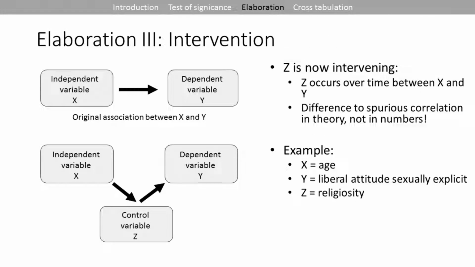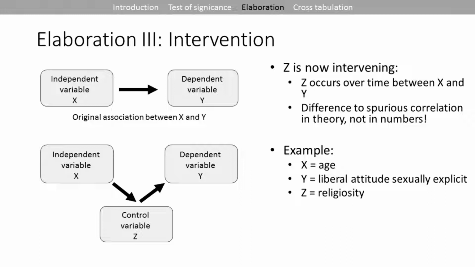Okay, now we go to the third elaboration variation, which is the intervention. Again, we have the independent variable x and dependent variable y, which is the original association here. And now the z will act as an intervening variable. This is a little bit the long lost cousin of the spurious correlations, because they have the same idea behind it, but the nuance is that z occurs over time between x and y. So what does that mean in a practical manner?